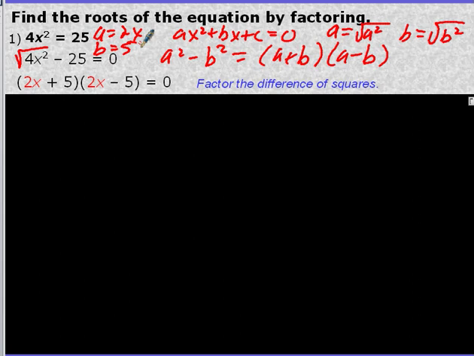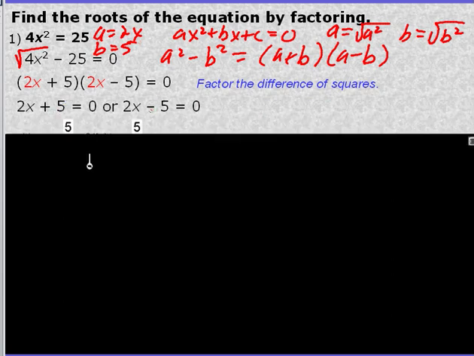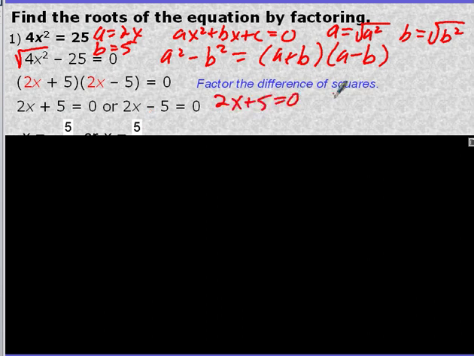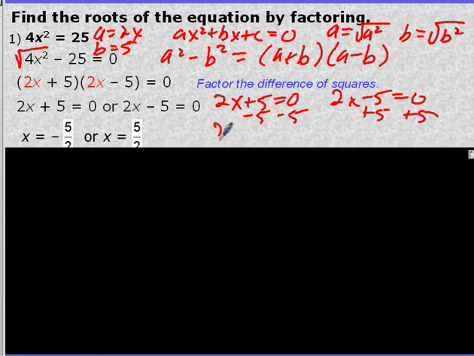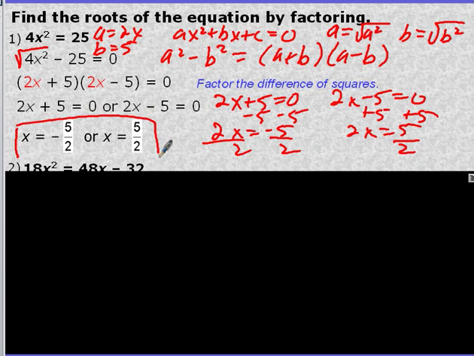Once I get to this point, I set each of them to 0. I've factored them. Now I set each factor to 0. First thing I'm going to do is subtract 5 here, add 5 here. So let me show you that part here. 2x plus 5 equals 0. 2x minus 5 equals 0. Subtract 5, add 5. You end up with 2x equals negative 5. 2x equals 5. Divide by 2. So your solutions are x equals negative 5 halves, x equals positive 5 halves.